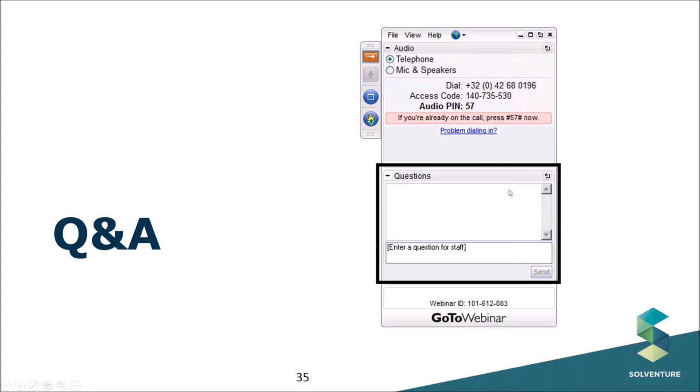Okay, I have a first question here. I think the question is, how does the Archiva reporting compare to other reporting tools?